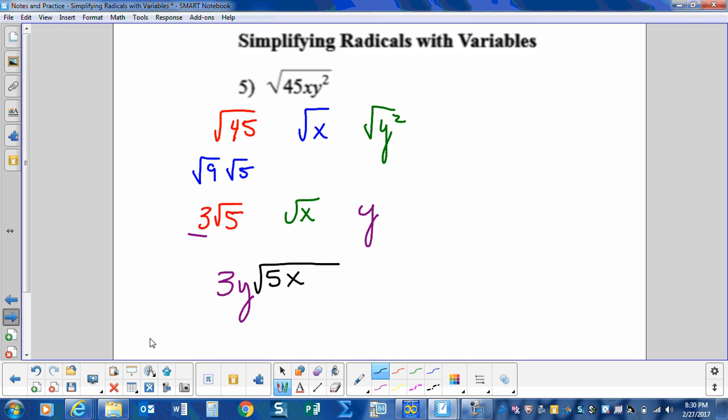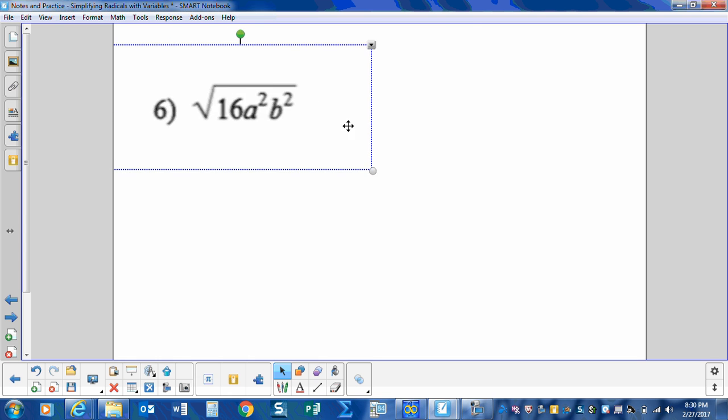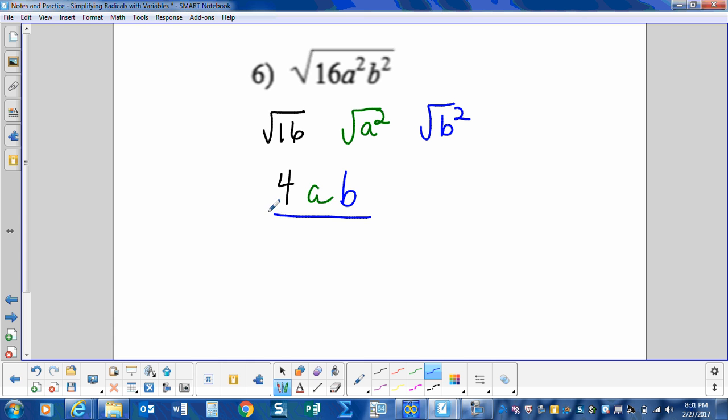Let's try another one. Okay, let's look at this one. This could be rewritten as the square root of 16 times the square root of a squared times the square root of b squared. The square root of 16 is 4. The square root of a squared is a. And the square root of b squared is b. So our answer is 4ab.